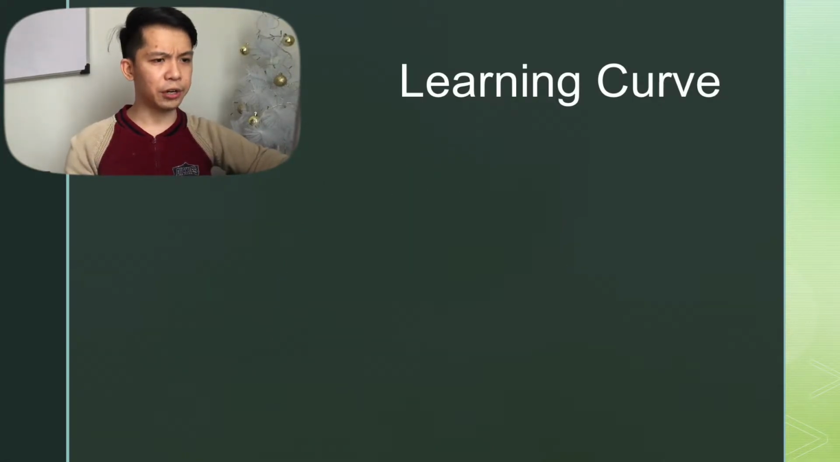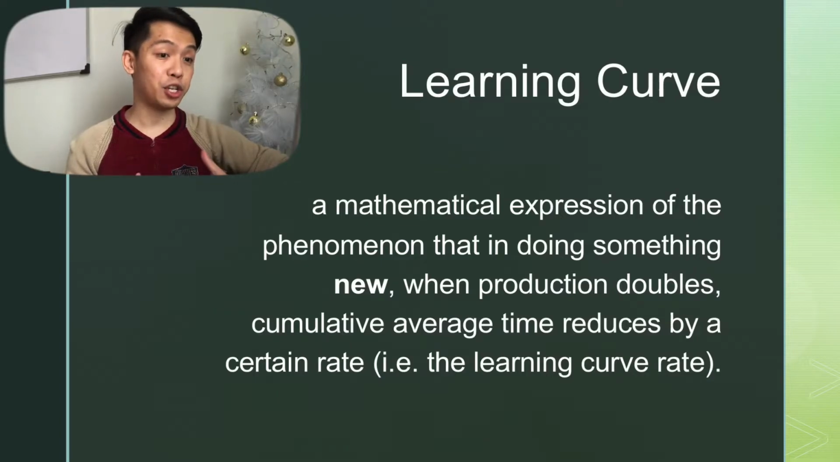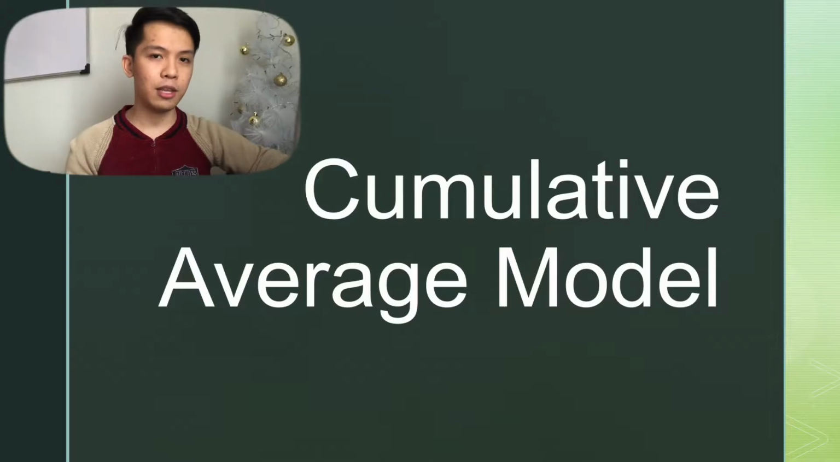Now, learning curve is a mathematical expression of the phenomenon that in doing something new, when production doubles, cumulative average time reduces by a certain rate. It will be reduced to what we call the learning curve rate. To demonstrate, let us refer to the following case. But first, take note that we are using the version of the learning curve called the cumulative average model.